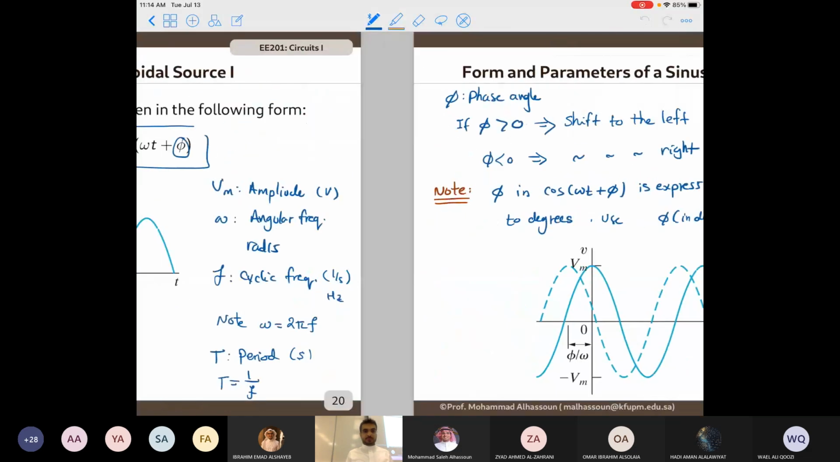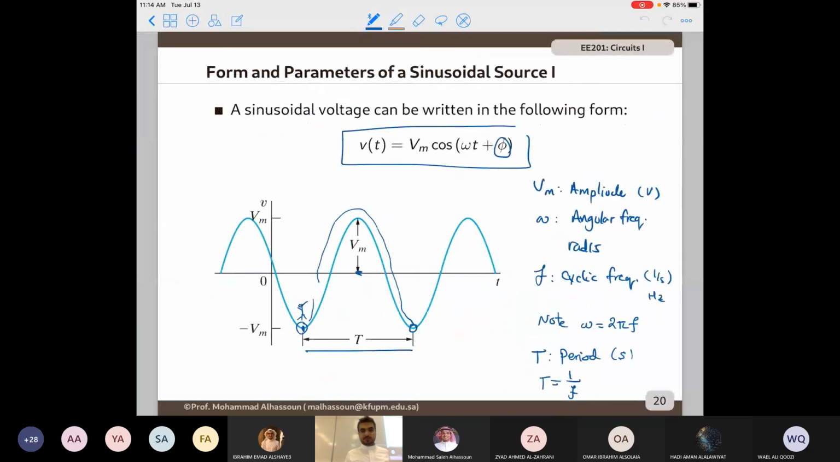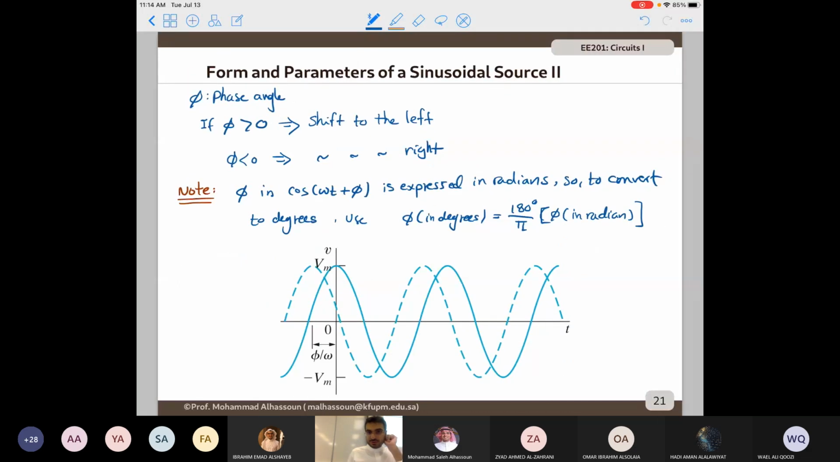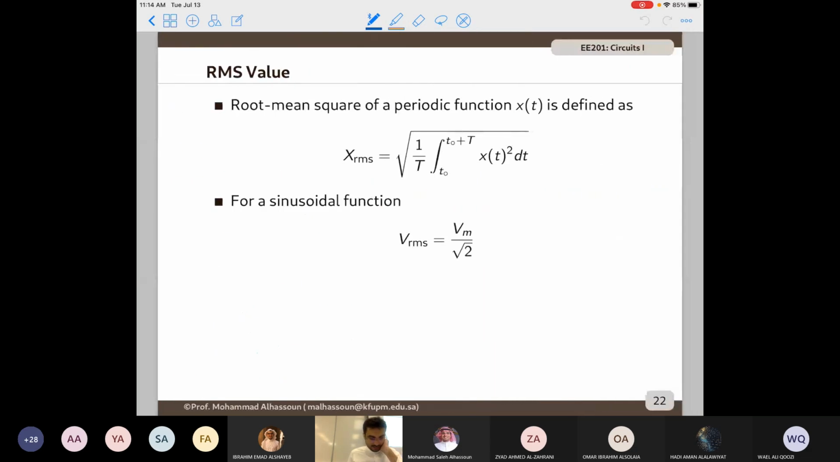Any questions before we move on? Okay, it seems that this topic is one we are all familiar with. So now let's talk about something very important when we characterize an AC source.